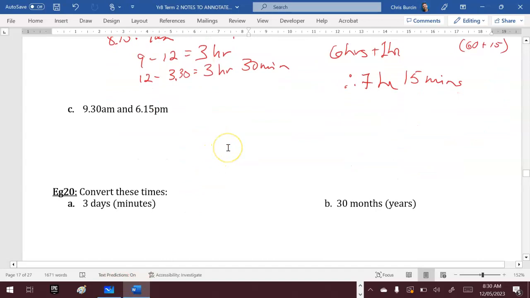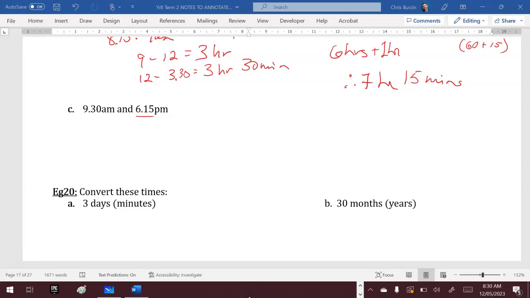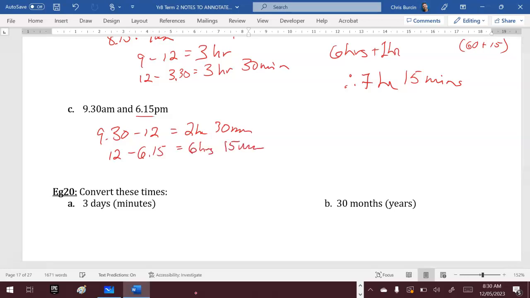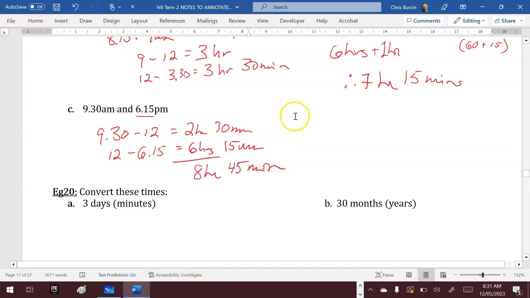And finally, from 9:30 to 6:15 a.m., it's not 6.15, it's actually 6.25, 6 1/4. So 15 minutes is a quarter of 60. But let's go with what we know. So from 9:30 to 12, I'm thinking from 9:30 to 10, that's a half an hour, and 2 more hours. That's 2 hours and 30 minutes. And then from 12 to 6:15, that's obviously 6 hours and another 15 minutes. So we add them all up together. That's the time difference between the two.